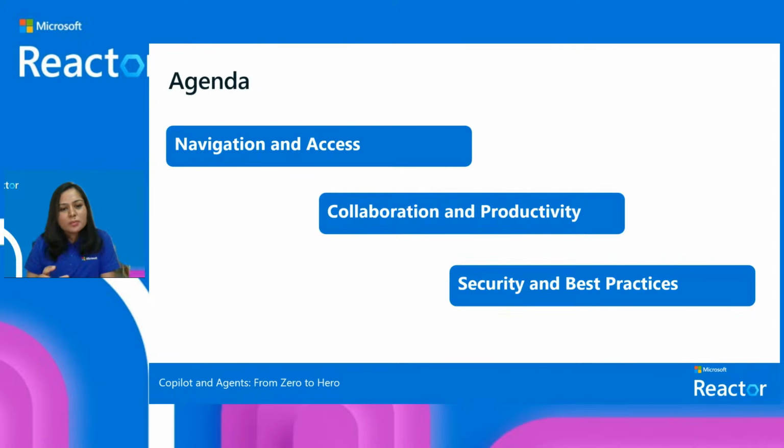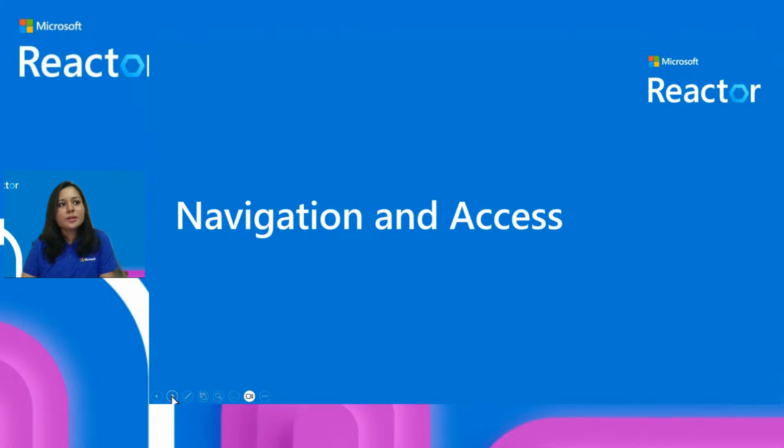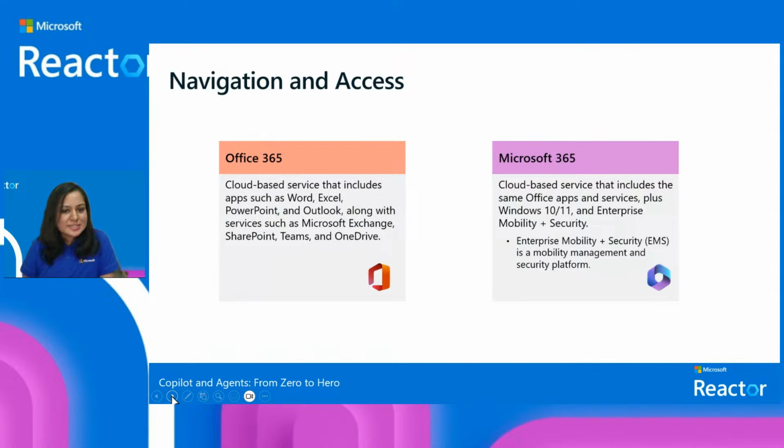Here, we are going to be talking about some of the common terms and terminologies that you should be aware of. The first one that we are going to be talking about in navigation and access is your Office 365 and Microsoft 365. Office 365 is your cloud-based service that includes your apps such as Word, Excel, PowerPoint, Outlook, along with services such as Microsoft Exchange, SharePoint, Teams, and OneDrive. These are your productivity apps.